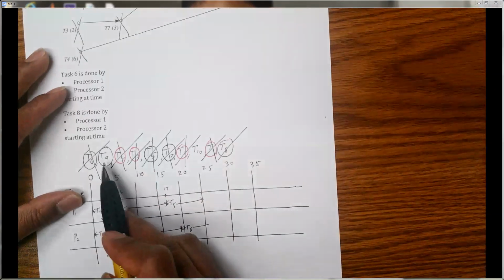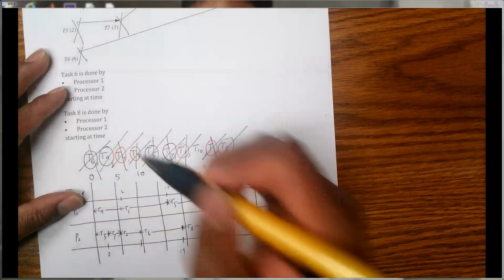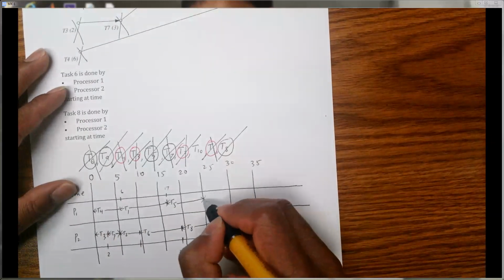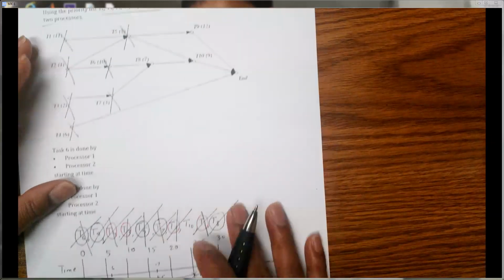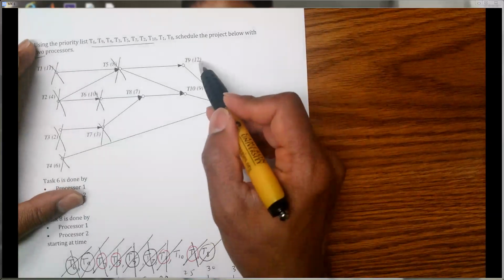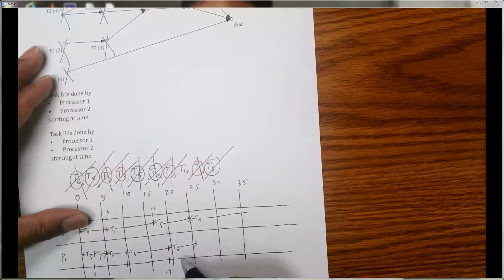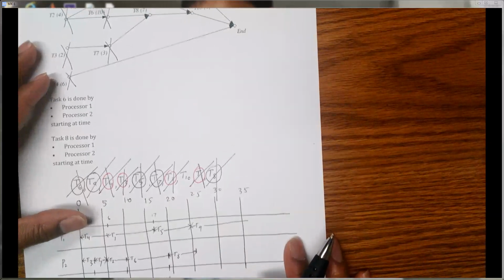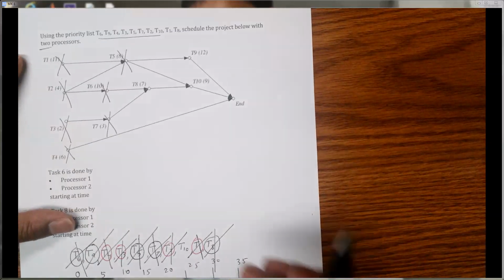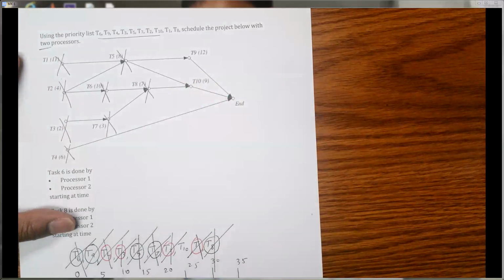So I'm going to circle the T9 here and assign this T9 to the processor 1. And by looking here, we can see that T9 takes 12 days. So 25 plus 12 is 37. But on 26 days, T8 will be done. So I'm going to cross it. And I will go back here on the diagram and cross the T8 even here.